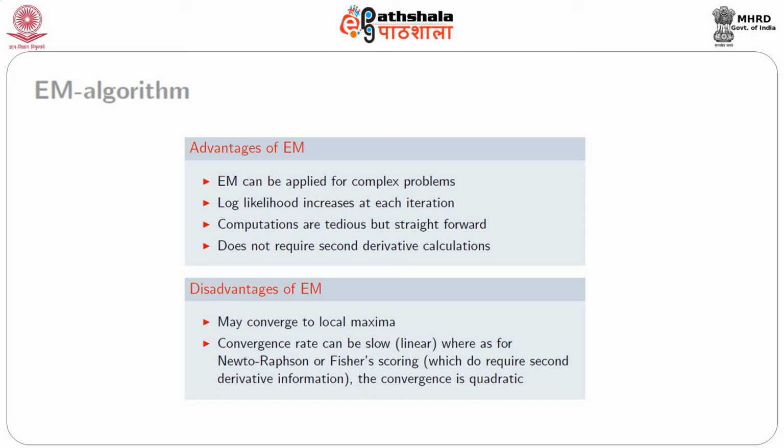There are certain disadvantages of EM also, and the primary disadvantage is that it may converge to a local maxima. Also, the convergence rate can be slow. This is in contrast to Newton-Raphson's method, because there the convergence is quadratic.